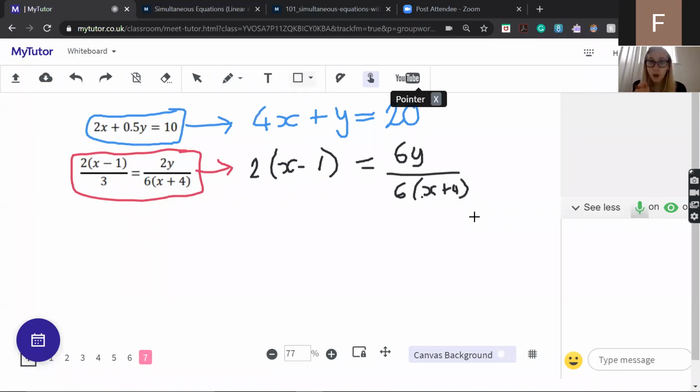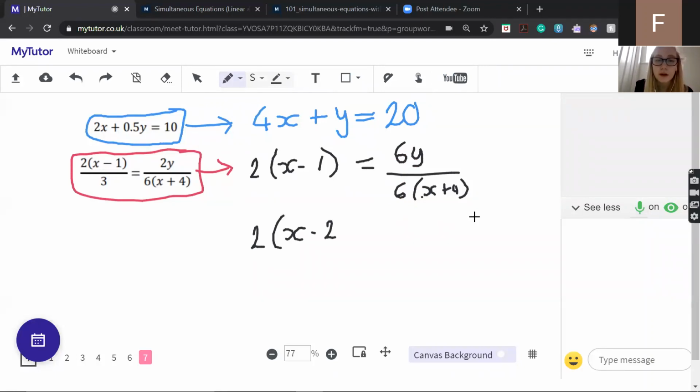Now, hopefully you can see, and it doesn't matter if you don't see this because it doesn't matter where the simplification happens, but we can actually simplify this fraction as a whole just by these 6's cancelling out, because 6 over 6 is just 1. So actually what we have is 2 lots of x minus 1 equals y over x plus 4.